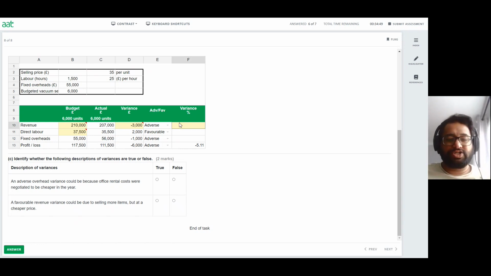So let's see here. Let's do the variance. For this one, we're going to say D11, also D10, divide by the budgeted figure of B11. Okay, so it gives you 0.08 here. Oh, hold on. Is that right?